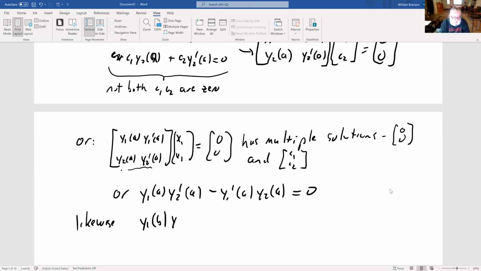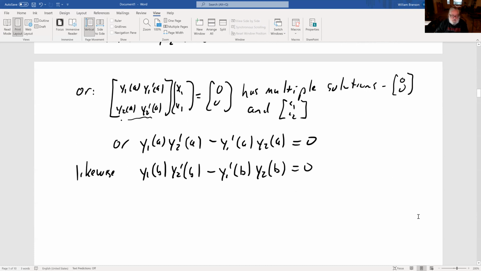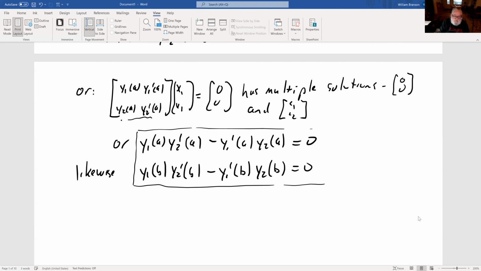And the same argument holds with B instead of A on the right side of our interval, because D1 and D2, which are the constants for x equals B, also have to both be not 0. So we have these two results, and this is sort of what the initial conditions, the boundary conditions, are set up to tell us. And this will become important later.